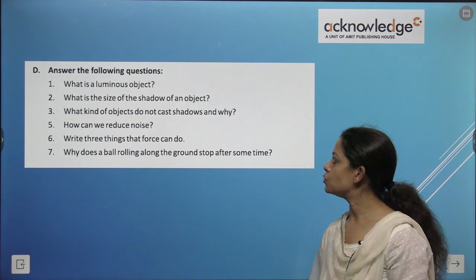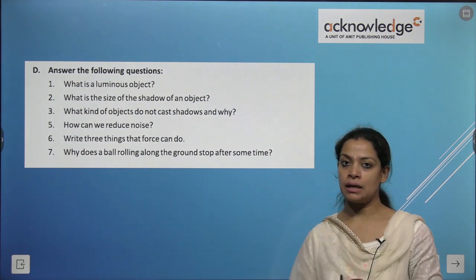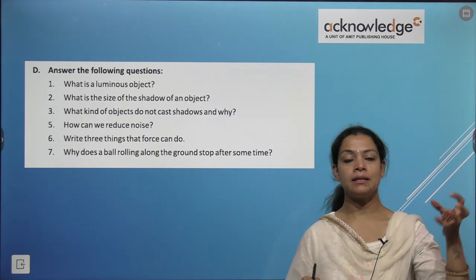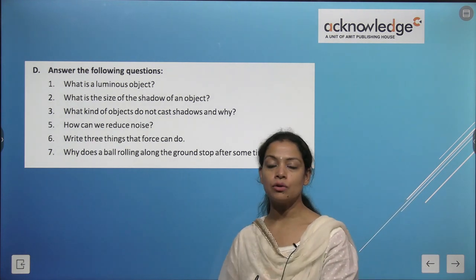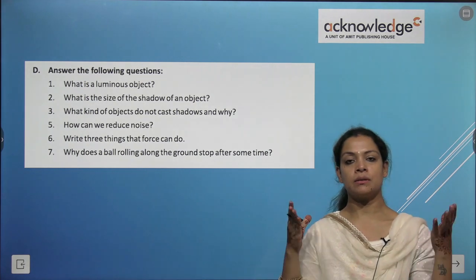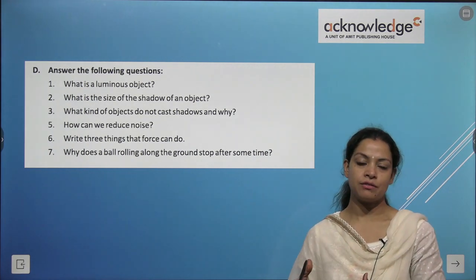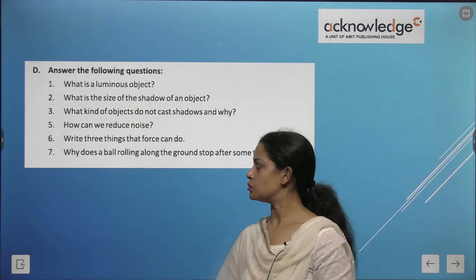What kind of objects do not cast shadow and why? So transparent objects, they do not cast shadow because they don't block the path of the light. Light passes through them. How can we reduce noise? So we can speak in a low volume. We can play TV and music system at a lower volume. We should not honk on the road while we are traveling or riding our bikes. So this is how we can reduce noise.